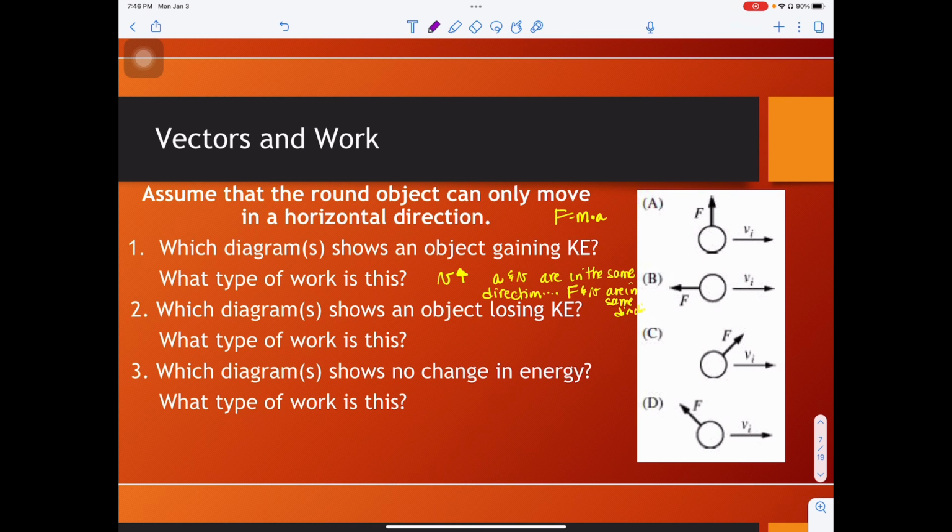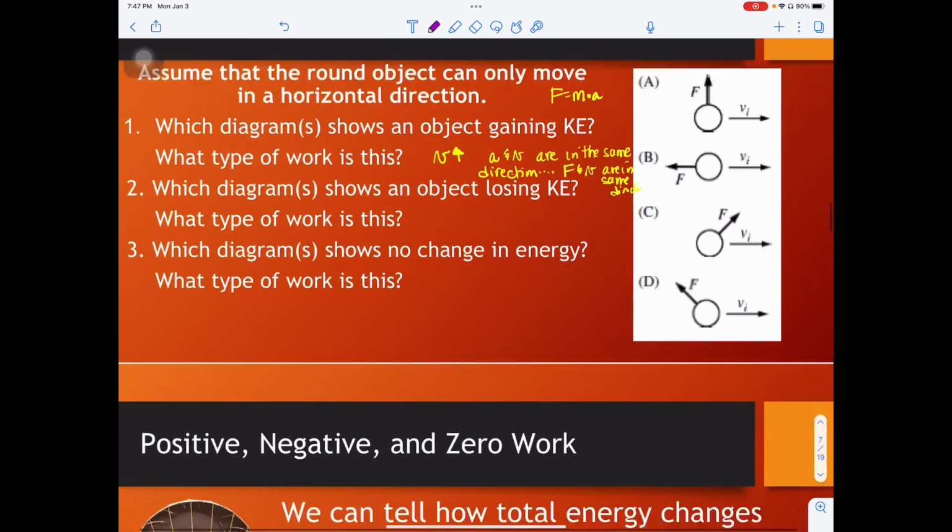Then which diagrams show no change in energy? So that's actually going to be A, because the force is perpendicular, so the acceleration is perpendicular. The only thing that's going to happen is it will change the direction of the velocity, but it will not change the size of the velocity.